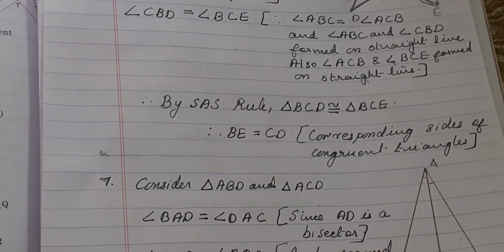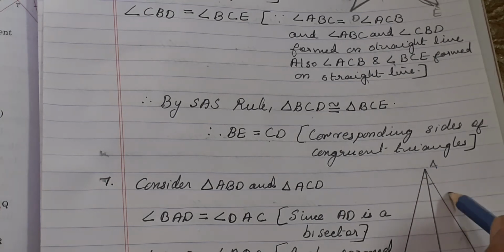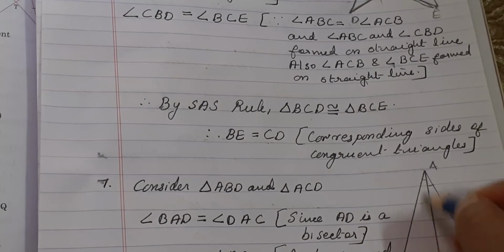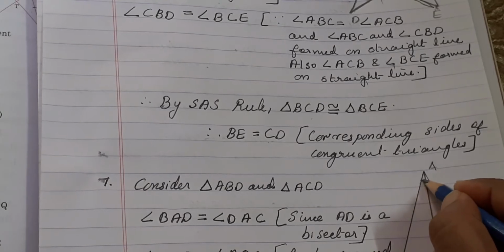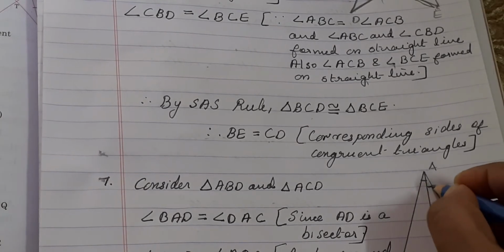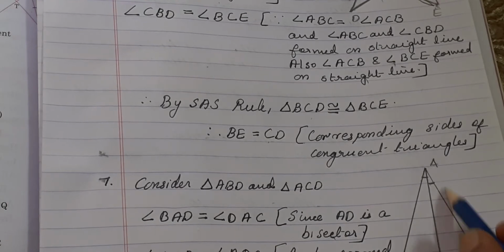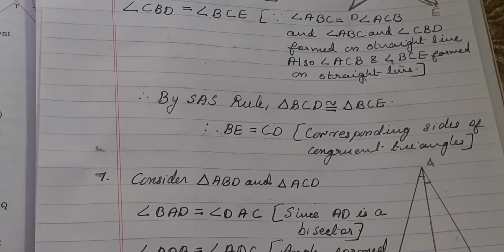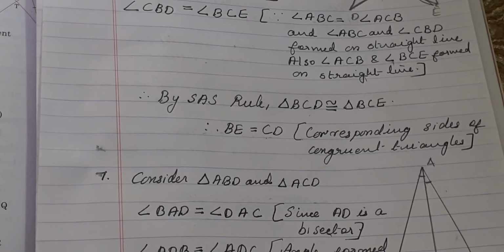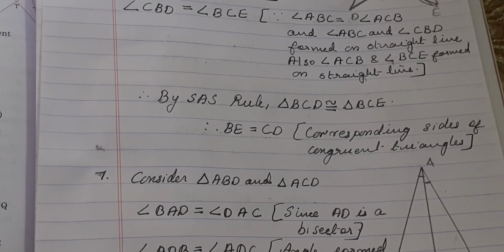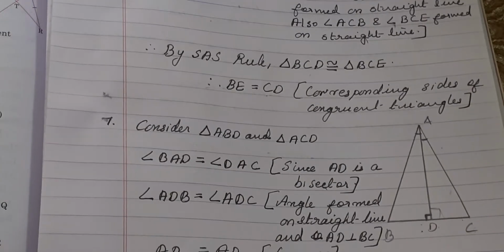Then angle BAD is equal to angle DAC, because they said this AD is a bisector of this angle, so these two angles will be same. So reason also you have to write. Then angle ADB is equal to angle ADC, because one angle they gave us 90 degrees, this angle formed on the straight line, so this also will be how much? 90 degree. So that reason you have to write.